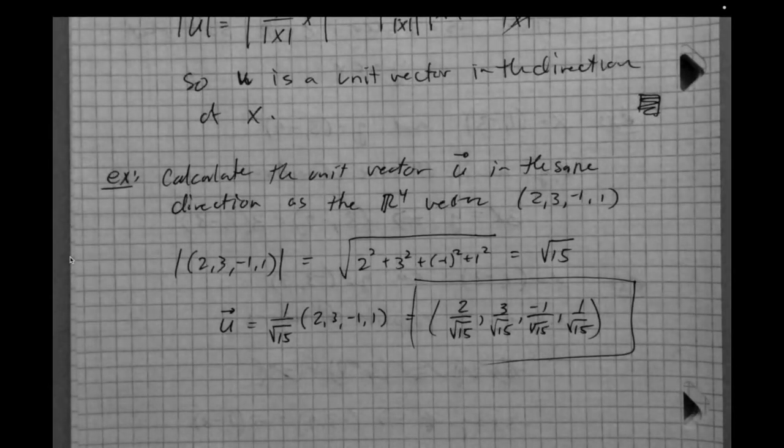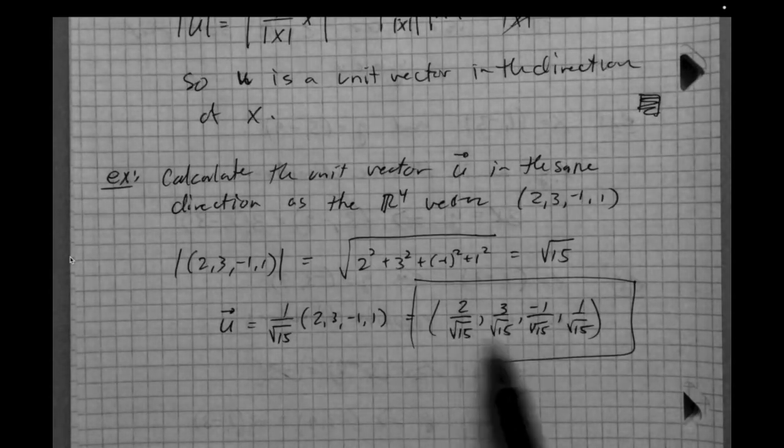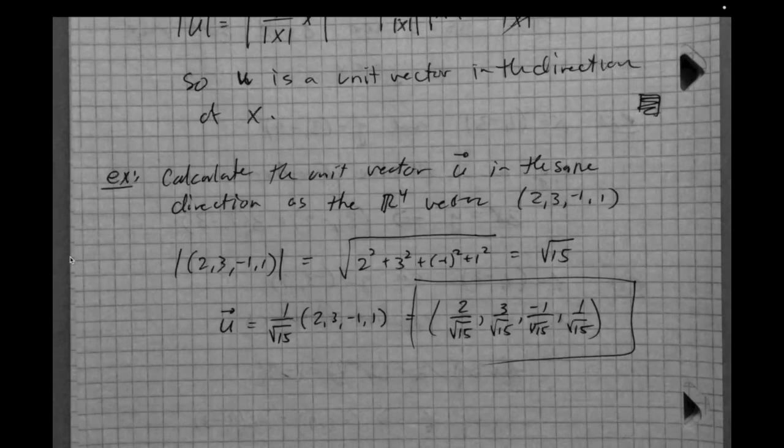And so this is going to be a unit vector in the direction of the given vector, 2, 3, negative 1, 1. Obviously, when you scale it down to have the exact length of 1, frequently the components of the vector will take on more complicated types of numbers, like 2 over the square root of 15, for example. But that's okay, because all we needed was a vector that was a unit vector in the same direction, and that's what we now have. Okay. Excellent.